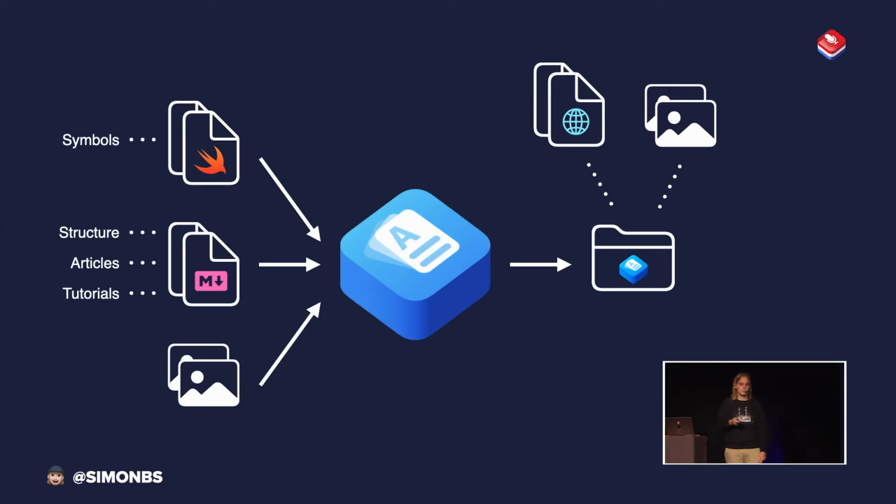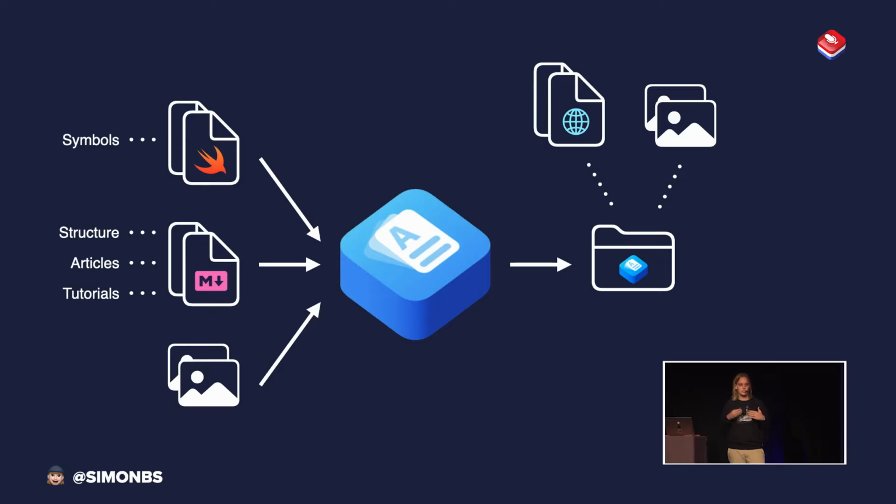Your Swift files document the symbols. That is your properties, your functions, protocols, other types you might have. And it does that in comments within the source code. The Markdown files provide structure to your documentation. That means these Markdown files specify how the documentation is presented to your users. The Markdown files are also used for articles and tutorials.